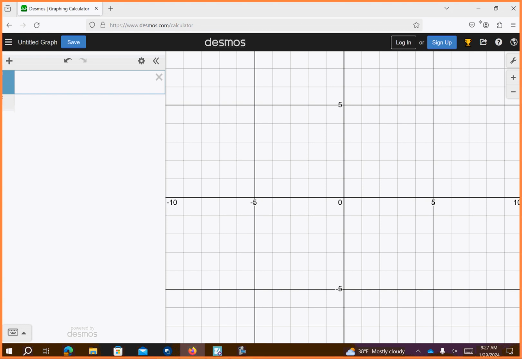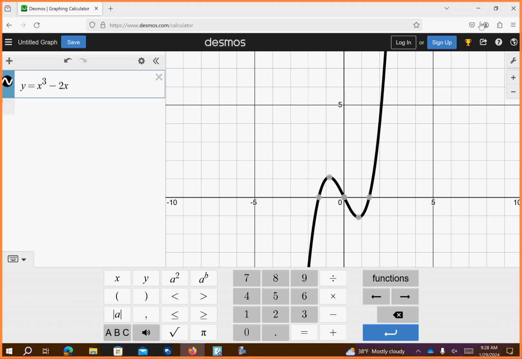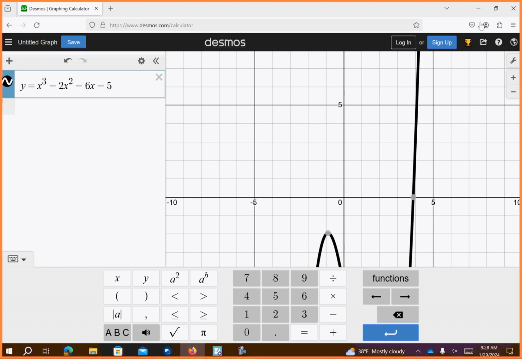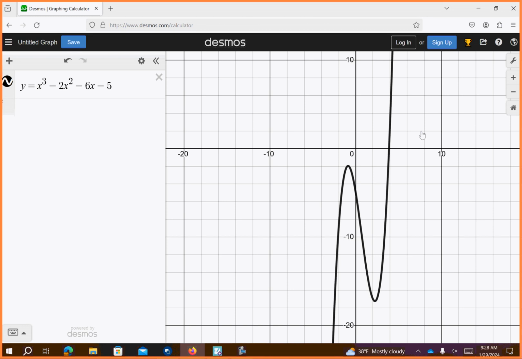and plot y equals x raised to the third, and you use the a to the b to get the 3, then you have to make sure you bring it down, minus 2x raised to the second, minus 6x, and minus 5. Okay? And if this goes away, there's things that you can see. For the most part, you're seeing the entirety of the graph. It doesn't have any other turning points on this graph.